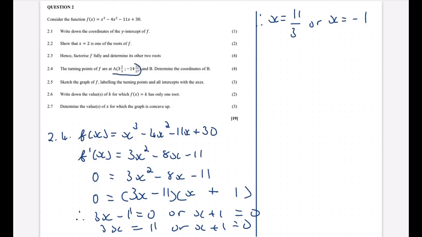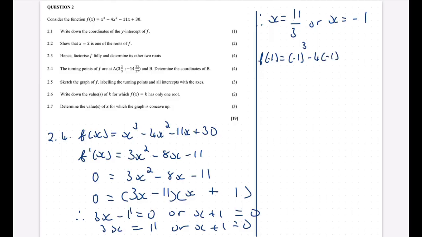Great. Now, the question here had given us the coordinates of A, one of the turning points, but we need to find the coordinates of B. Now, this 3 and 2/3 is the same as 11 over 3. That's just a mixed fraction, while this is an improper fraction. Same thing. So we know that B's x value is the other one, because this is the x value of A. How can we find B's y value? Simply find the y value when x is minus 1.